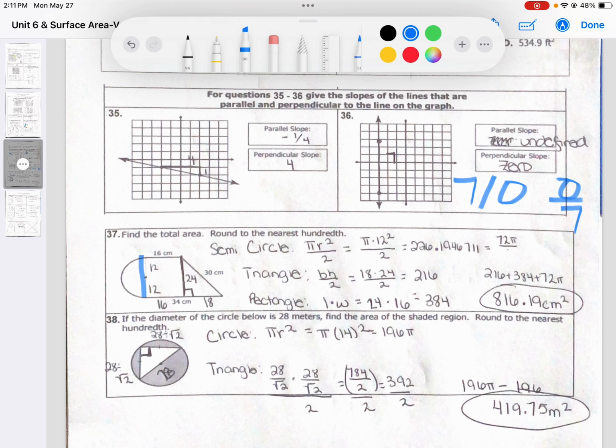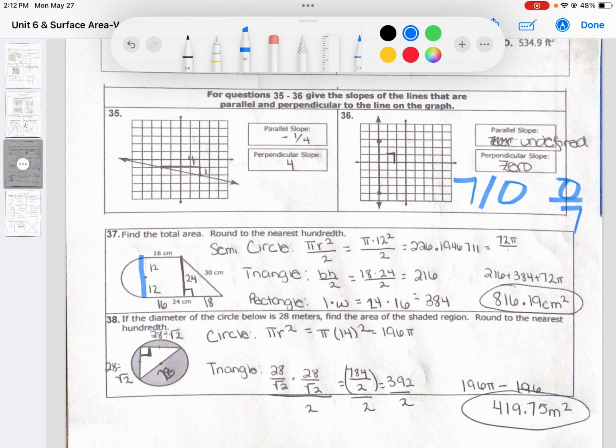All right. So I used the Pythagorean theorem to figure out the height, which is also the diameter of the circle, which is also the length of the rectangle, excuse me. So if my triangle has a height of 24, well, base times height, 24 times 18 divided by 2, is 216.